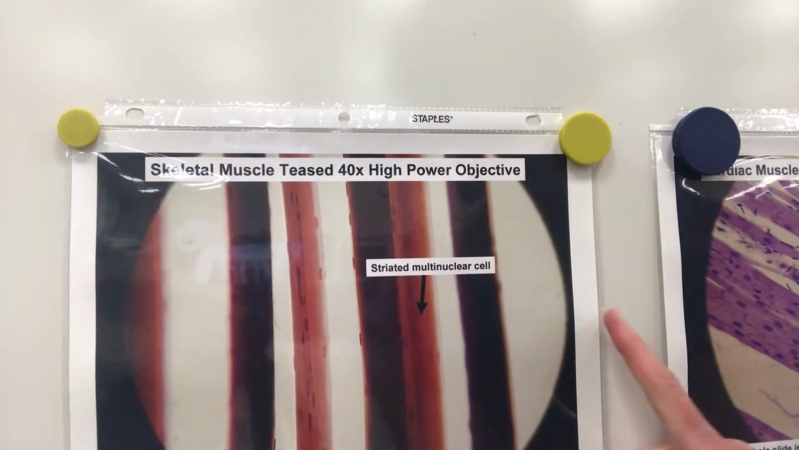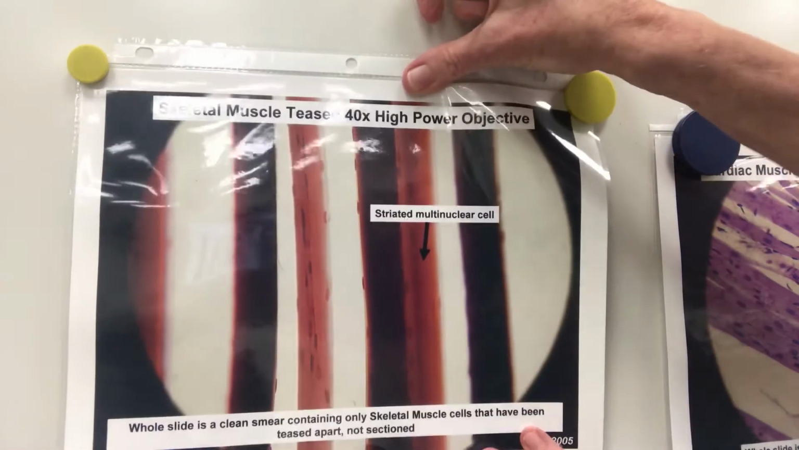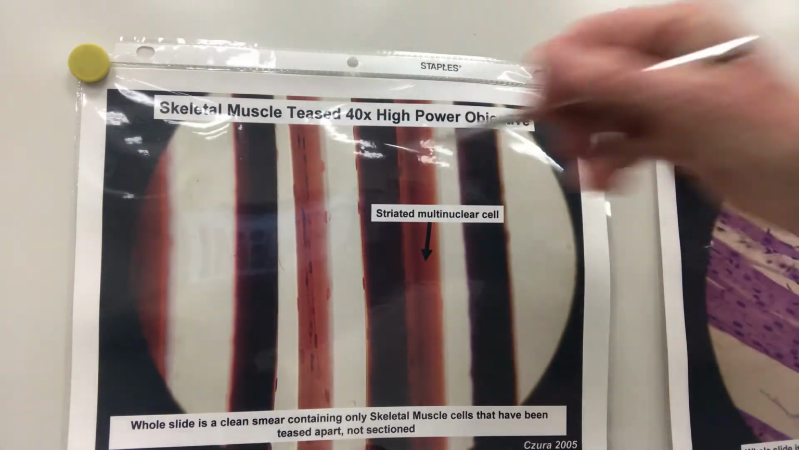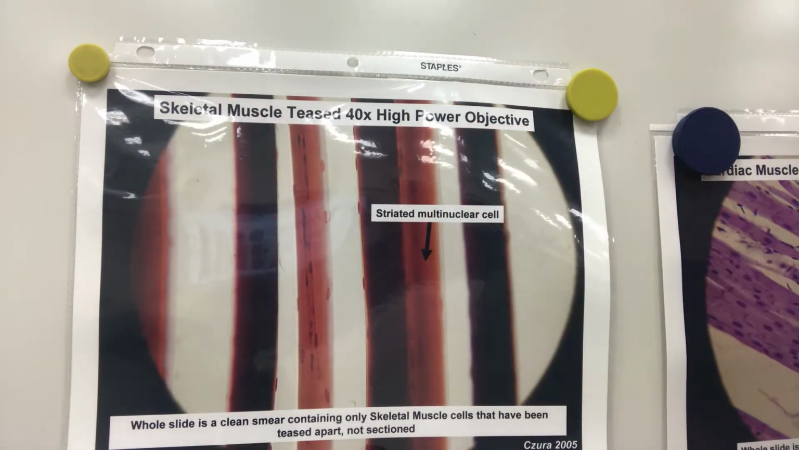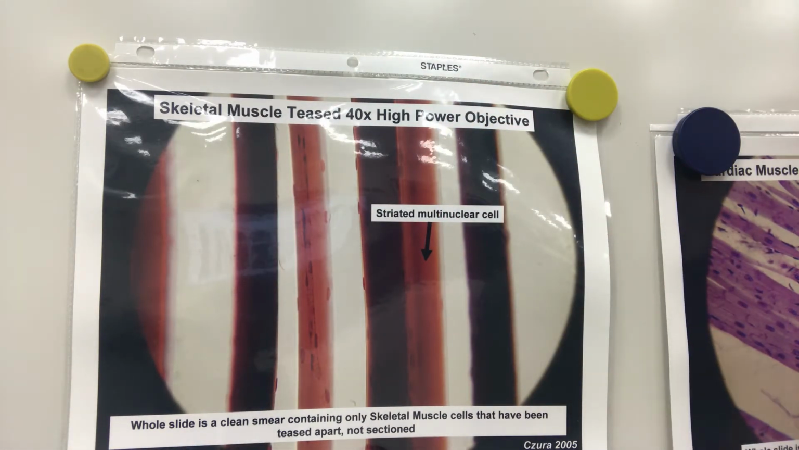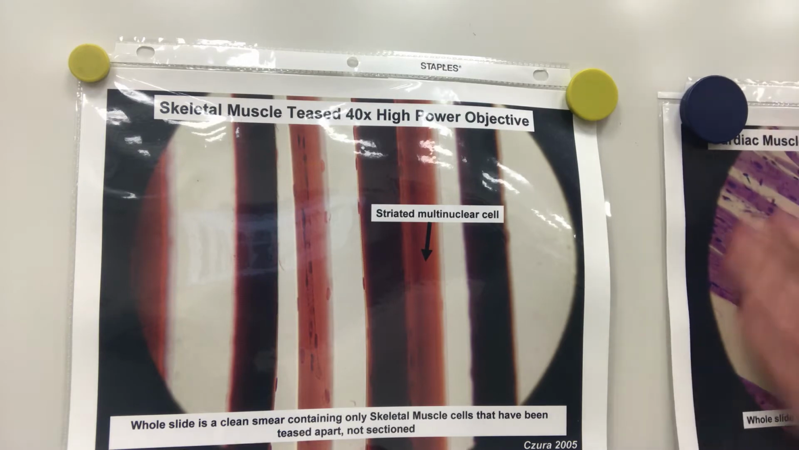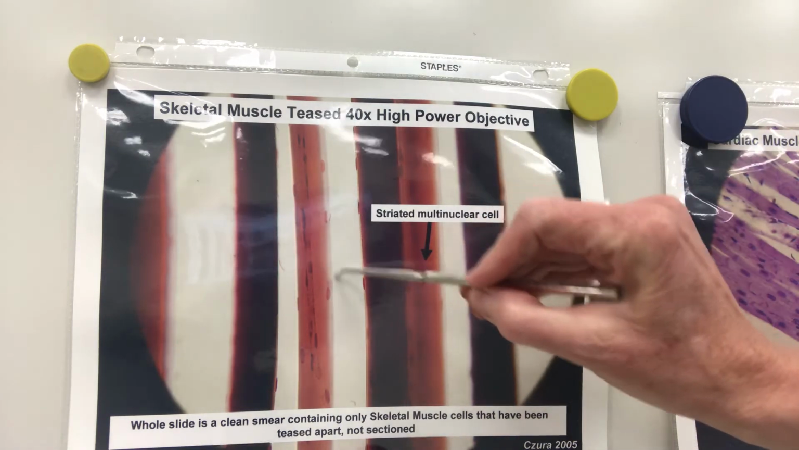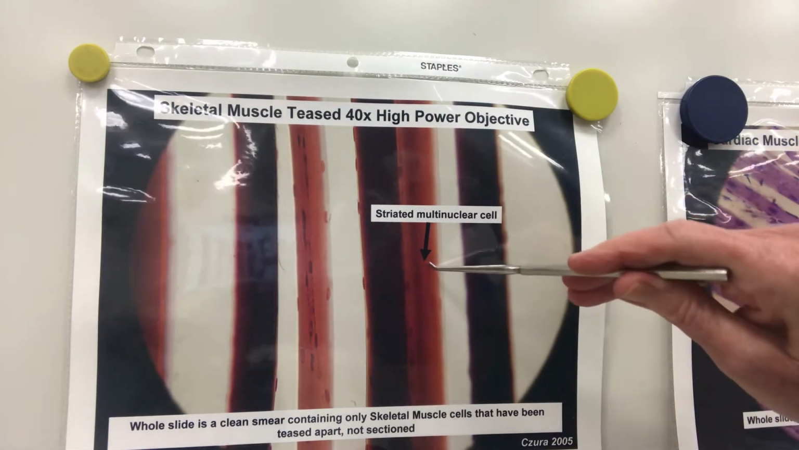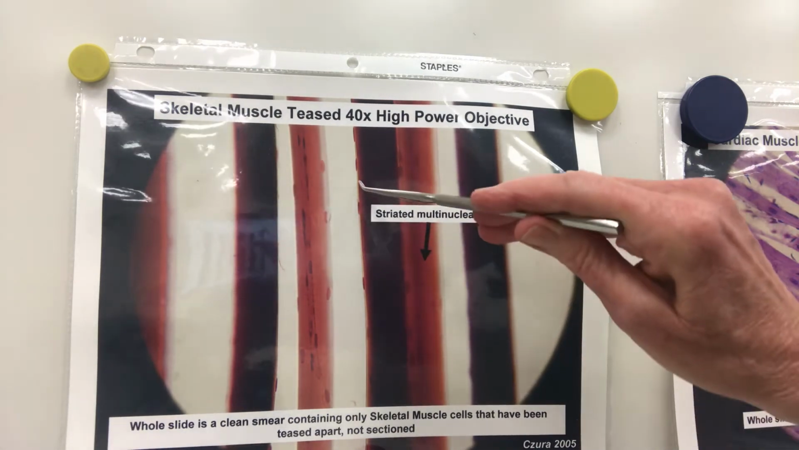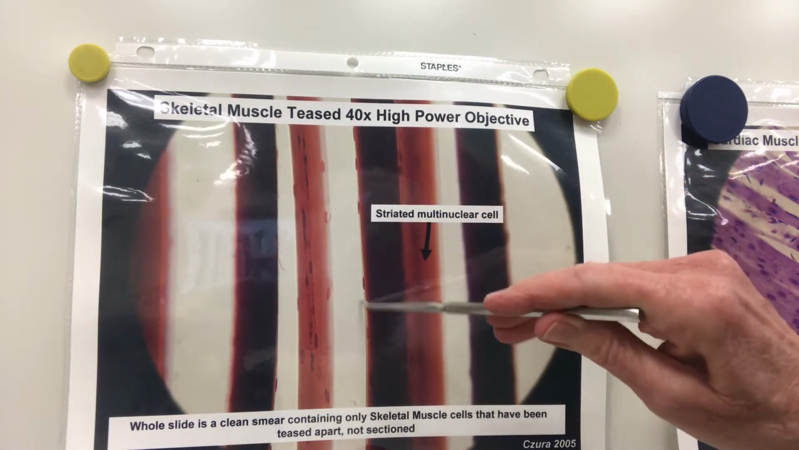Our first slide is our skeletal muscle. And the skeletal muscle, these are the long, thin skeletal muscle fibers, each one is a single fiber, a single cell with multiple nuclei in it. And if you look carefully, you can see some striations along in this banded area here.